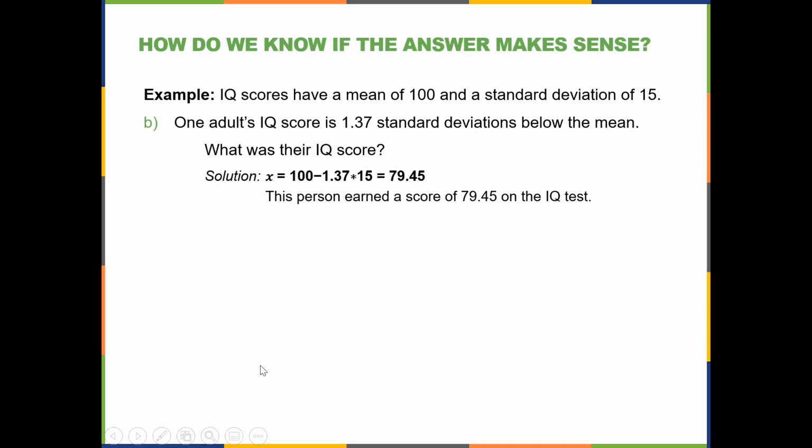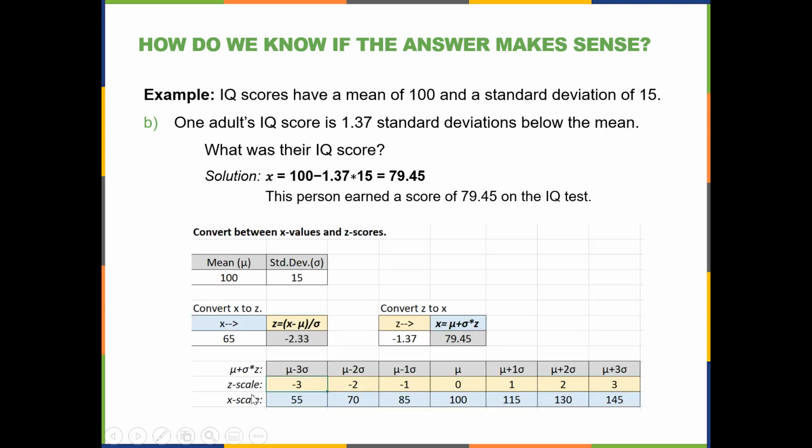We also did an example where we converted from a z-score. An IQ score is 1.37 standard deviations below the mean. That translates to a negative z-score, negative 1.37. Since it's below the mean, we know it's negative. We use the x formula to get 79.45 as an IQ score.